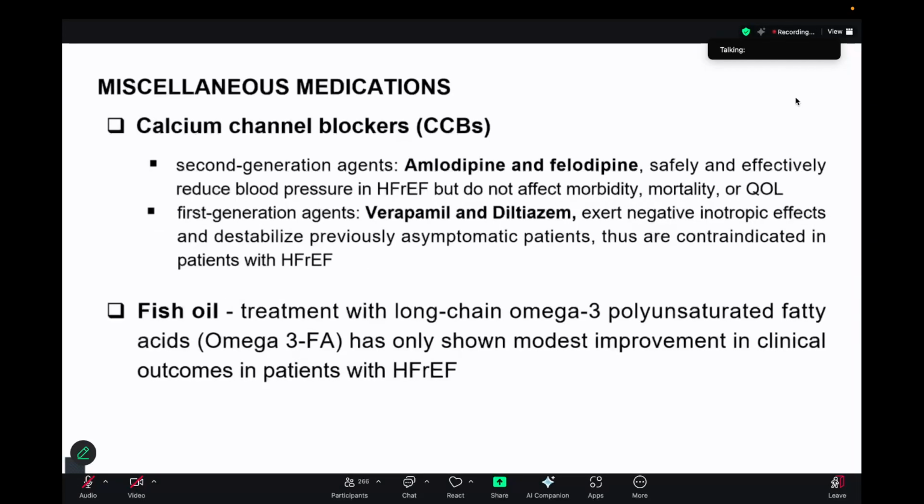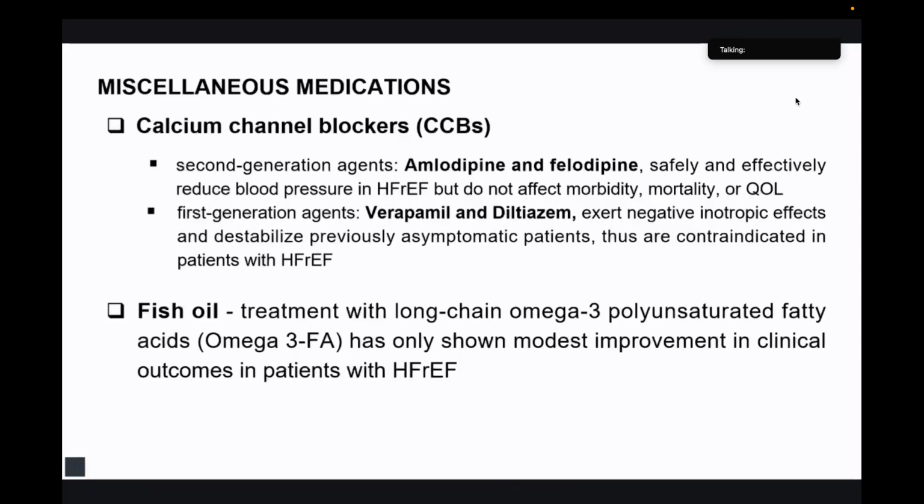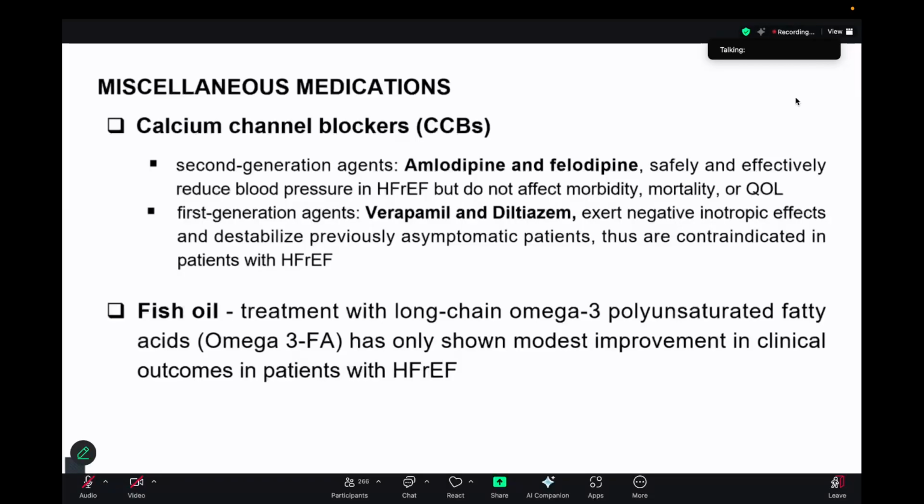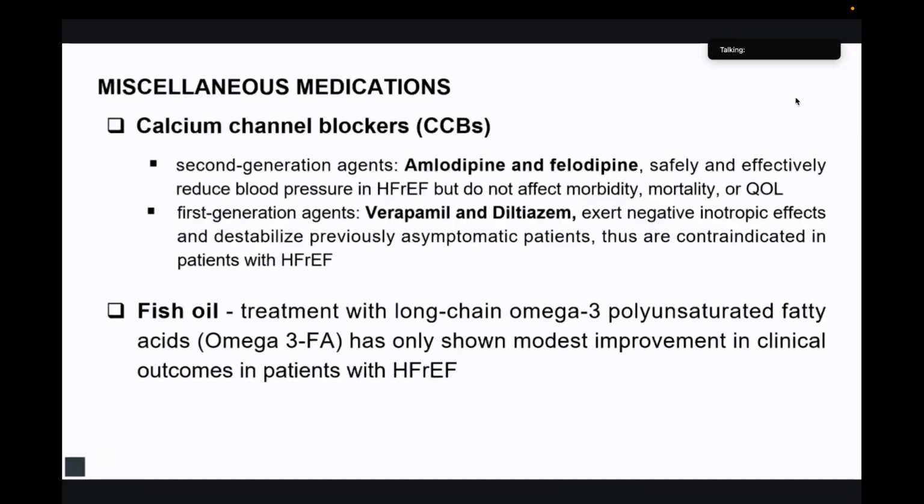Other medications in HFrEF: calcium channel blockers. Second-generation agents such as amlodipine and felodipine safely and effectively reduce blood pressure in HFrEF but do not affect morbidity and mortality or quality of life. First-generation agents such as verapamil and diltiazem exert negative inotropic effects and destabilize previously asymptomatic patients. Thus, they are contraindicated in patients with HFrEF.